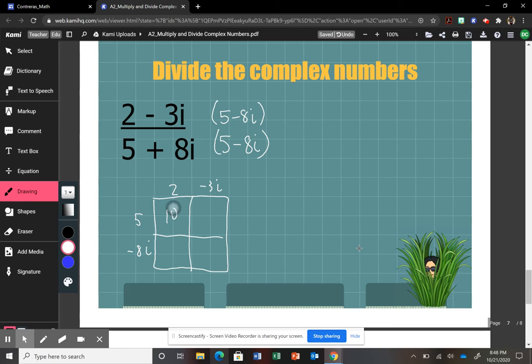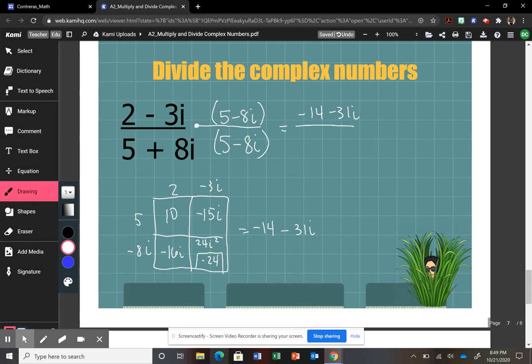Okay, so here I get 10 minus 15i minus 16i, and then 24i squared, which is negative 24 here. I combine my like terms here. 10 minus 24 is negative 14. Negative 16i plus a negative 15i gives me a negative 31i. That is in my numerator.